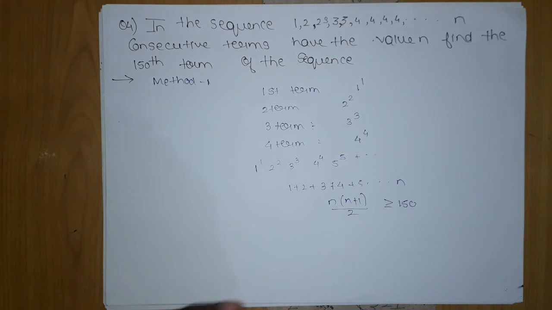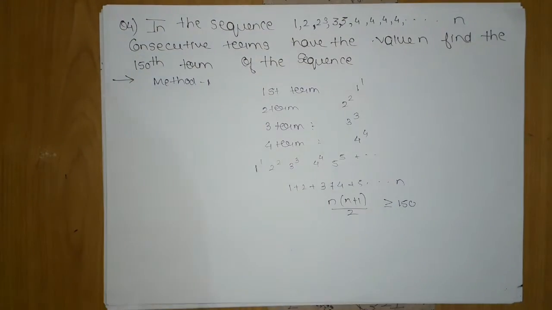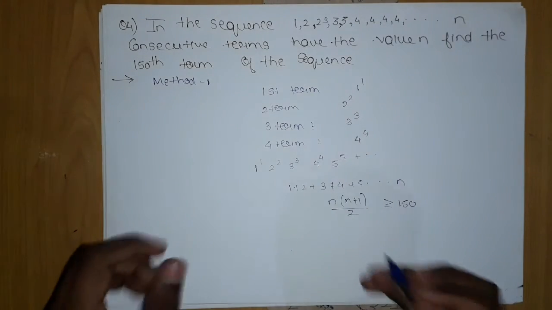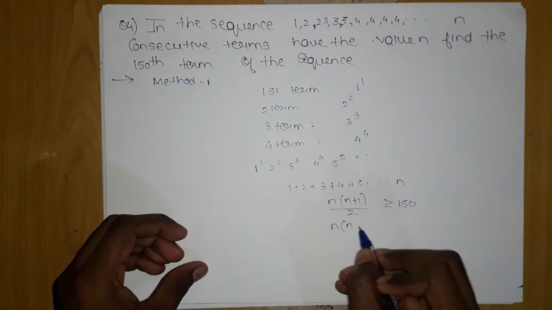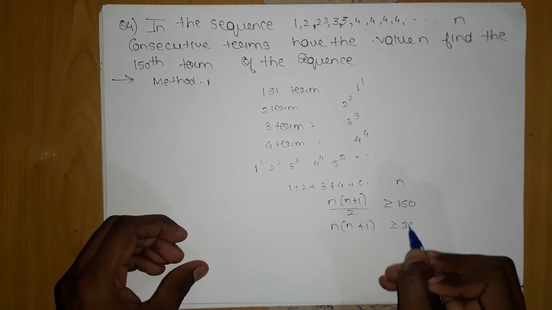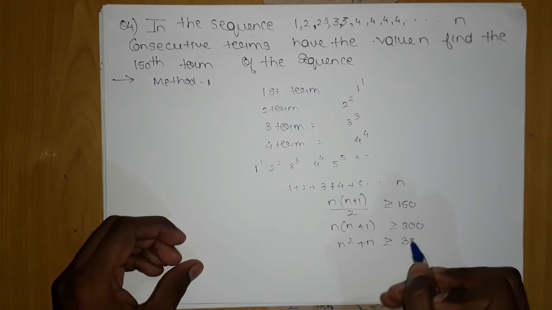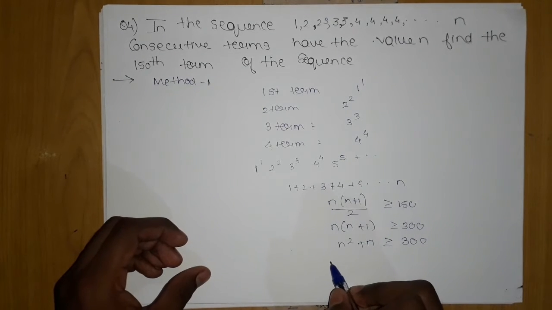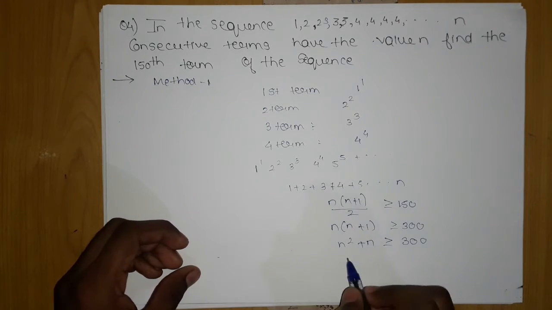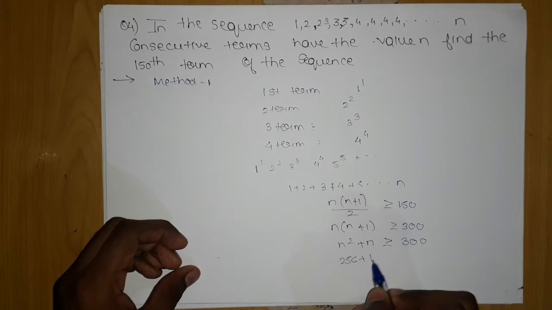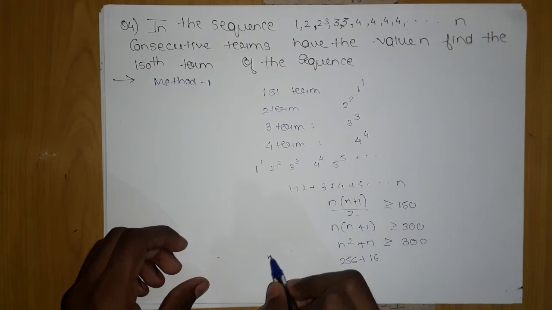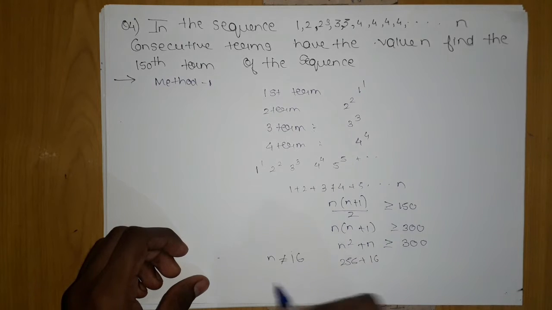Which term is at that point? Because I know the 17th term will be 17 only. So I want to find that term. After this, n(n+1) should be greater than or equal to 300, so n squared plus n should be greater than or equal to 300. If I apply 16, 256 plus 16 is not enough, so n is not 16. Then n equals 17.